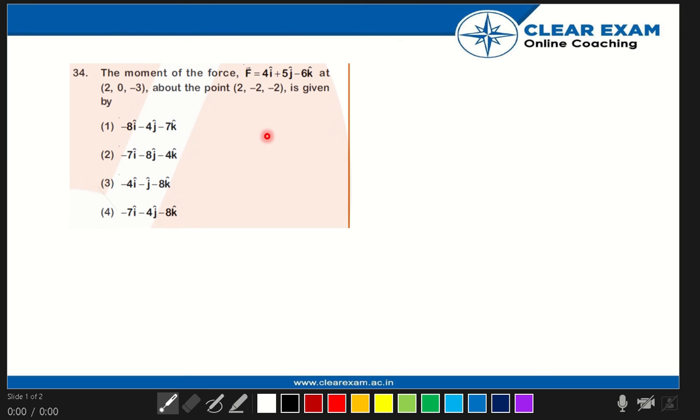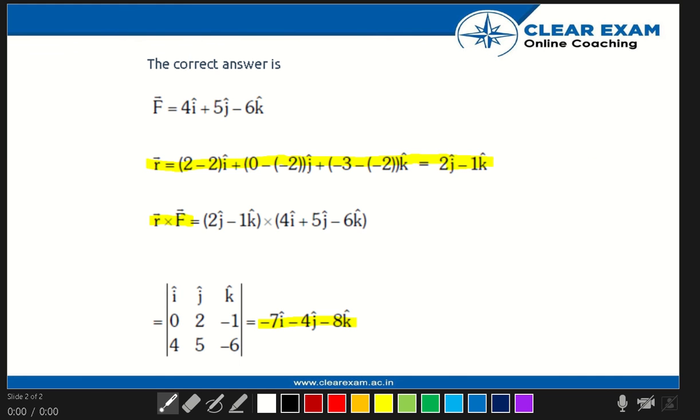Okay, in this question first we have to make our vector from these points. We have to make another vector from this point, and we have a force vector. So let's make a vector from these 2 points. So our vector will be (2 minus 2) i cap plus (0 minus (-2)) j cap plus (3 minus (-2)) k cap. From this we will get our vector as 2j cap minus k cap.